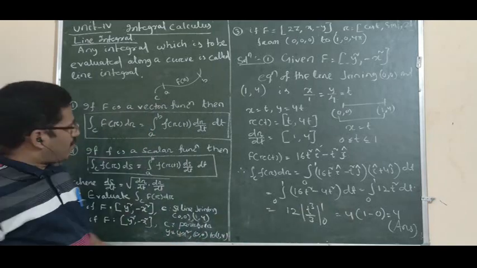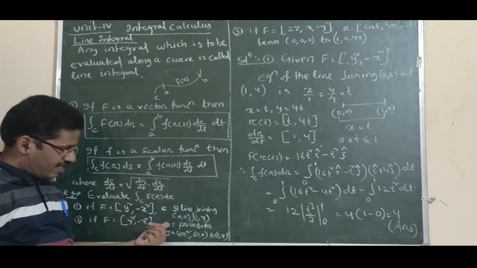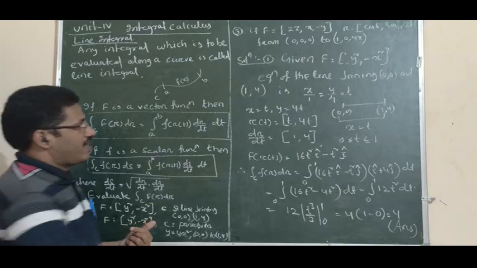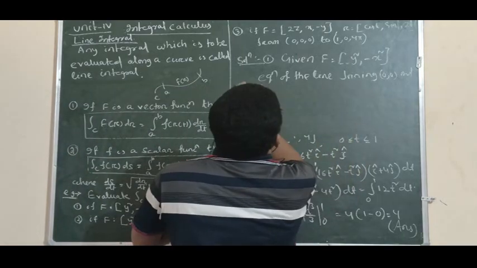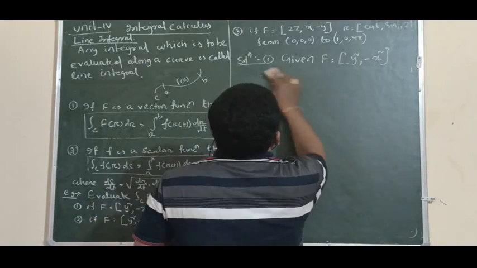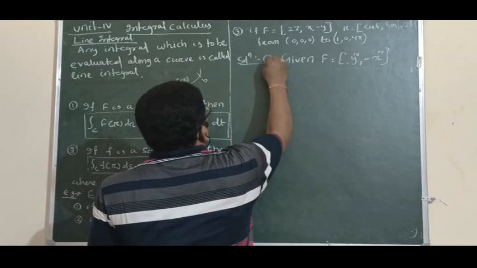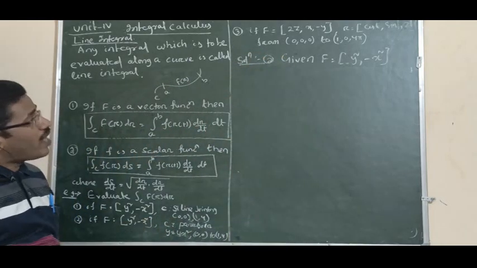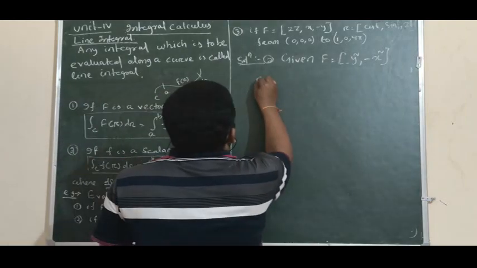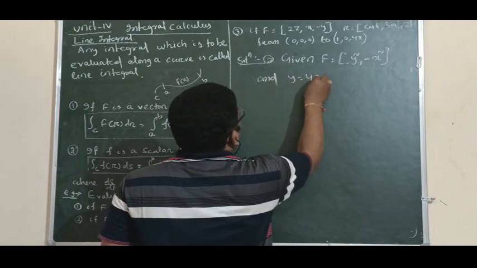Now I will solve question number 2. You have been given the same function, but the curve is changed. Here the curve is y equal to 4x square. So question number 2 we will solve here. That is question number 2. You have been given f equal to y square comma minus x square and y equal to 4x square.